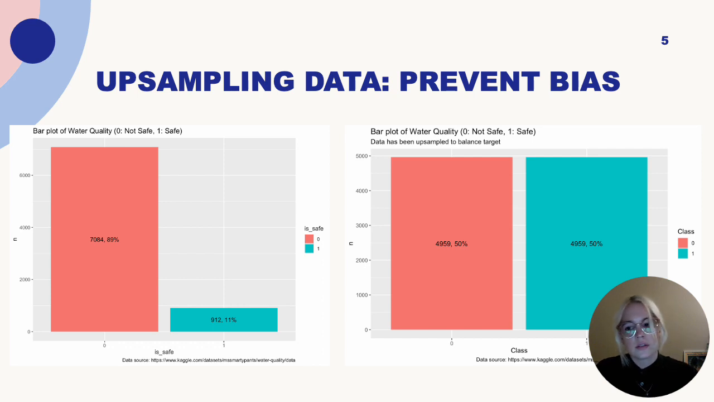So to fix this, I used an upsampling technique from the caret package on the training data, not the test data. You can see the second bar plot has an equal number of observations for both safe and not safe data, not safe water quality.